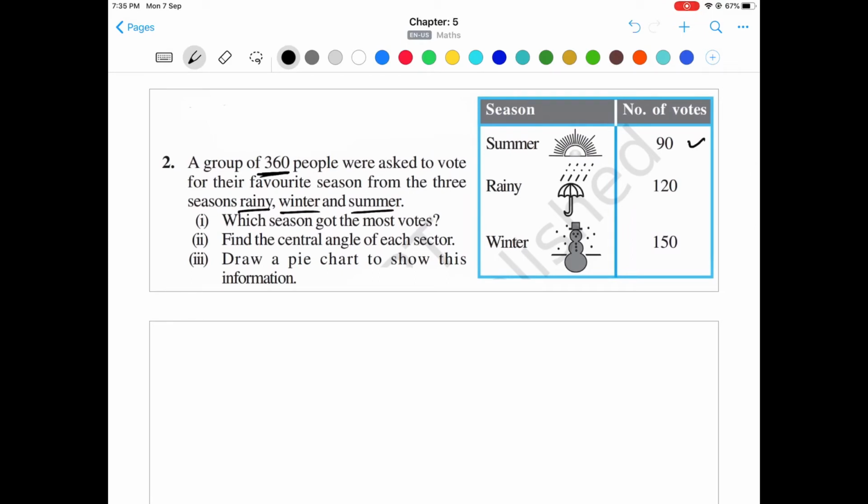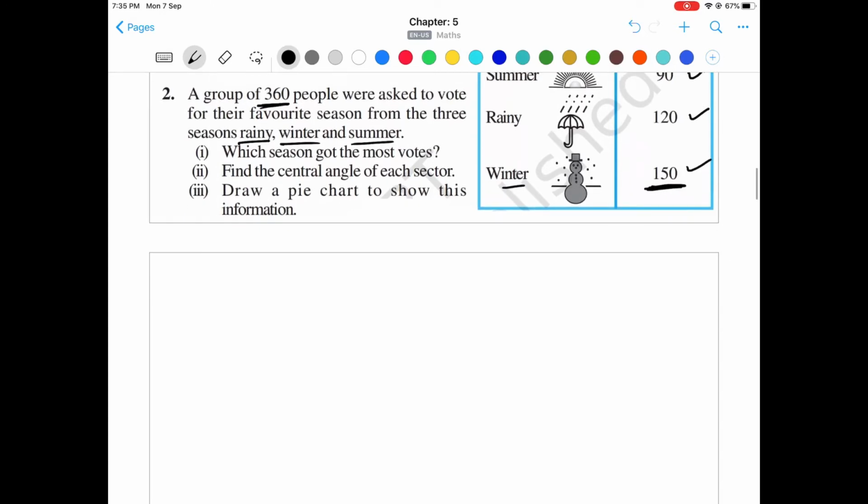So the data is given here. Which season got the most votes? You can see this is the highest number, which is for the winter. So the winter season got the highest vote. So answer number 2, part 1: the answer is winter season. Which season got the most votes? The answer from the data is simply the winter season. Okay, next one.